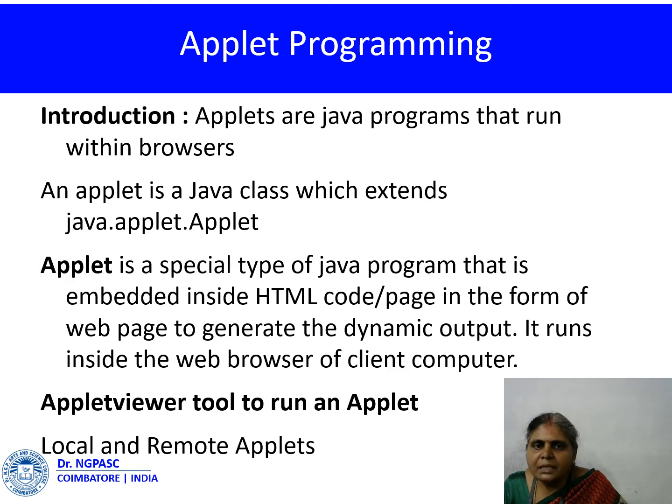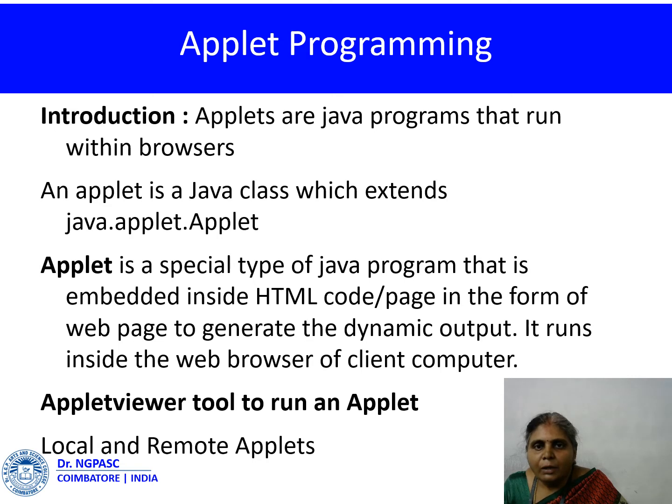An applet is a Java program that runs within the browser. It is a special type of Java program that is embedded inside the HTML code of a web page to generate dynamic output. It runs inside the web browser of the client computer. The browser must support the applet. If the applet is not supported by your browser, in the JDK we have a tool called appletviewer. Using this tool also we can run an applet.